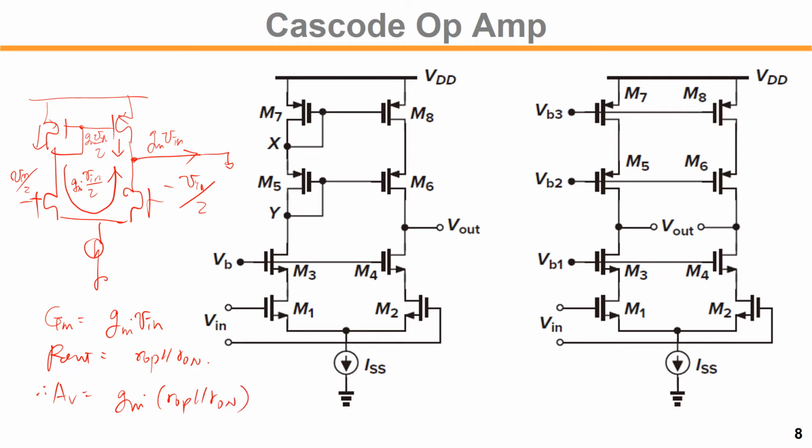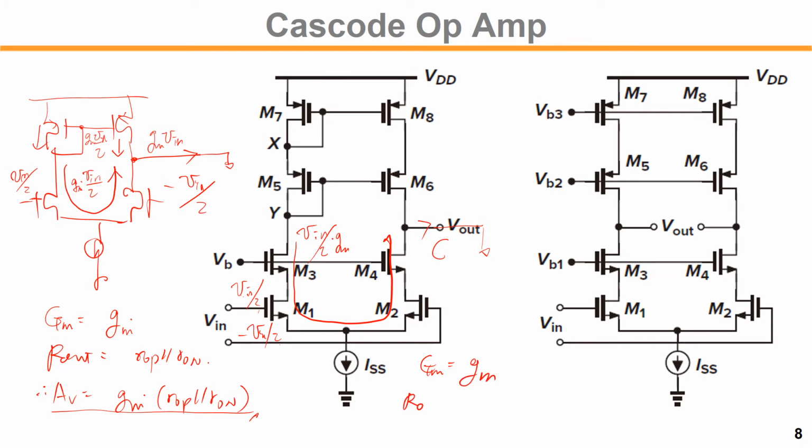For this simplified gain equation, it is similar for the cascode amplifier with the same V in over 2 and minus V in over 2. For this input variation, we get the small signal current flow V in over 2 times GM. So the big GM is the same as before. When you short the output, big GM is the same as GM.